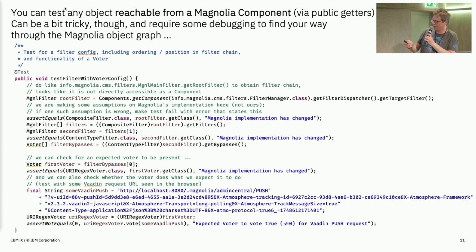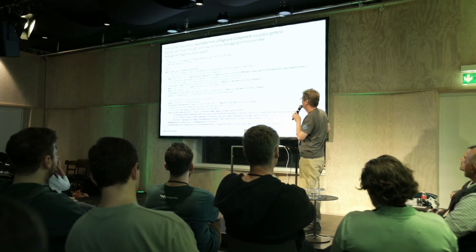So this is an example of a filter test. Give me the root filter. Now give me the first one, the filter chain. Then this should be of type content type filter, and give me the voters. So we can check for a voter to be present. Okay, and it should have this class.